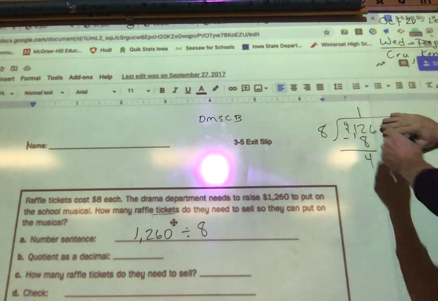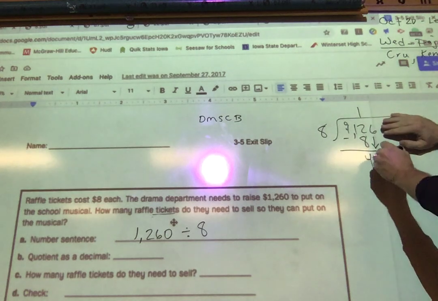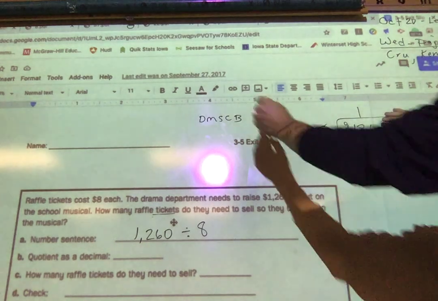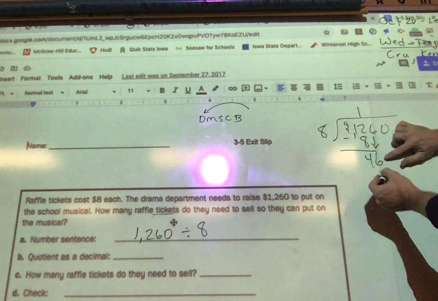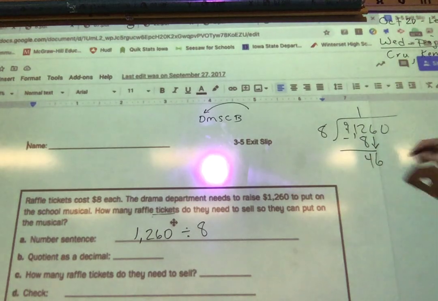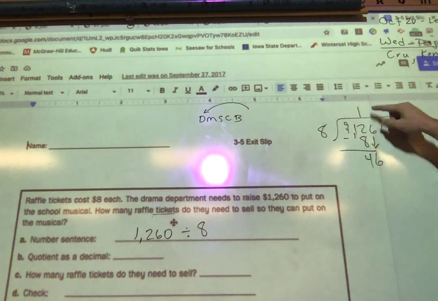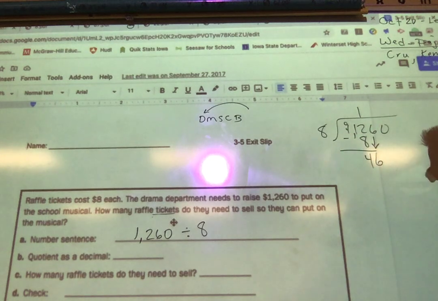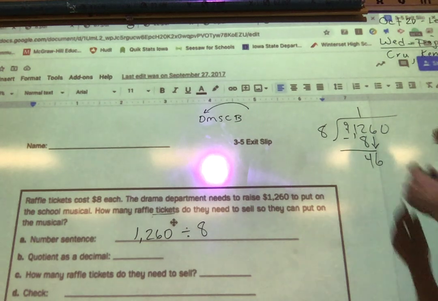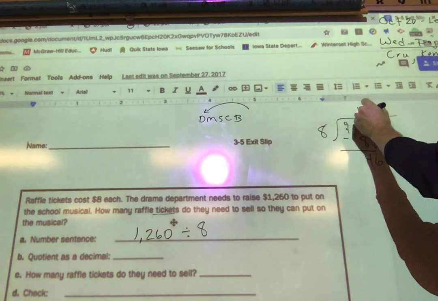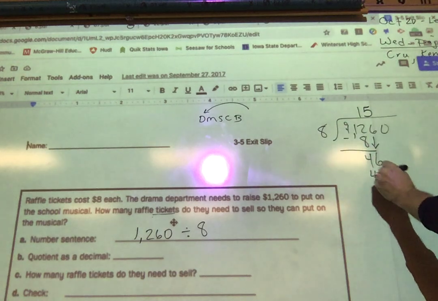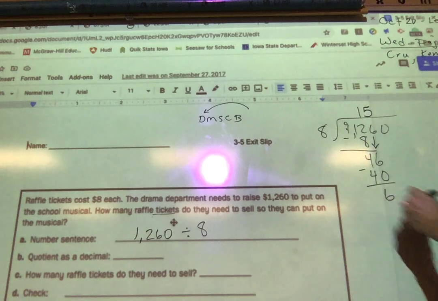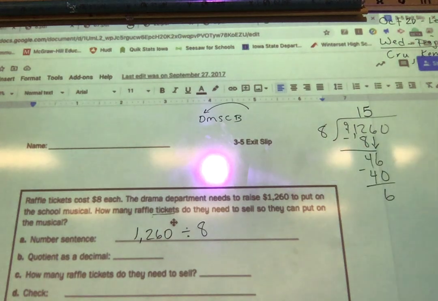After I check, I then bring down one thing at a time. So I'm going to bring down that 6. And I'm going to start all over again. So now I got to divide again, but this time I have 46. How many groups of 8? If I know my facts, 8 times what gets me close to 46 without going over? 8 times 5 is 40. 8 times 6 is 48. That's too big, so I know my guess is 5. I divided, so I multiply. 8 times 5 is 40. Subtract, I get 6. Check, that's less than 8, so I'm good.